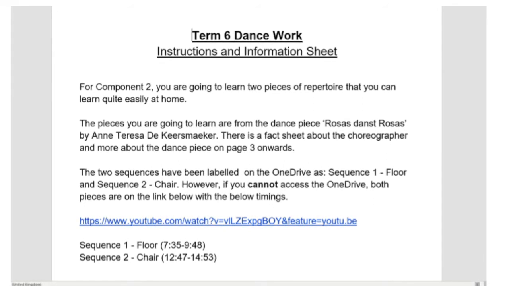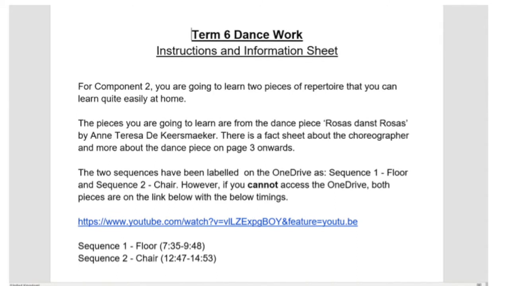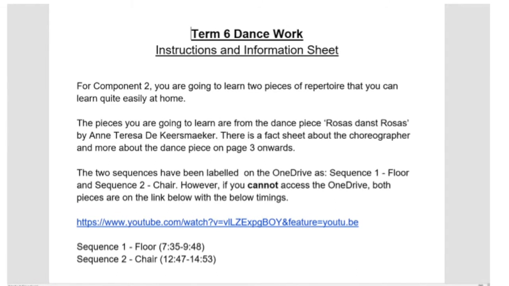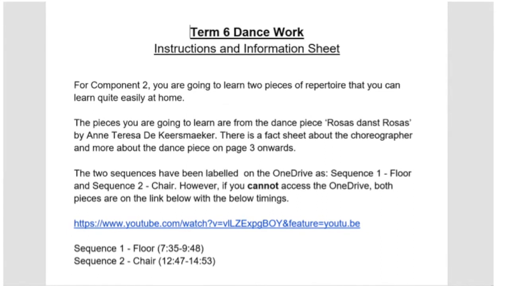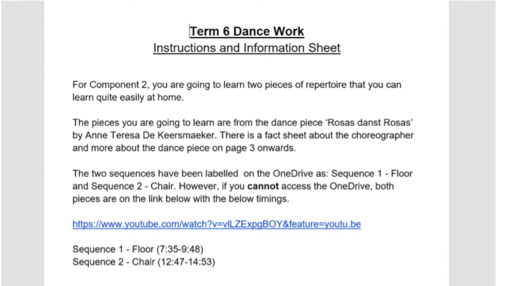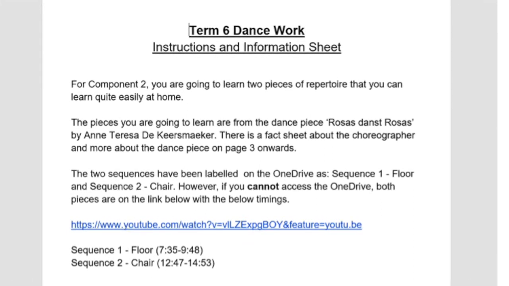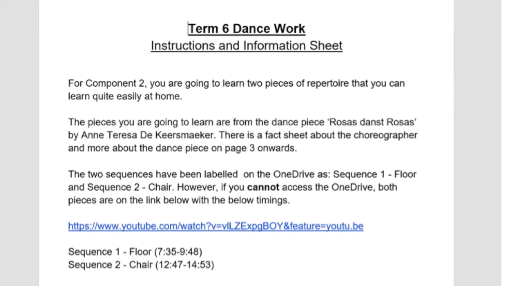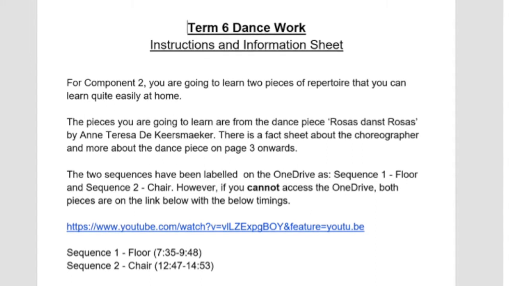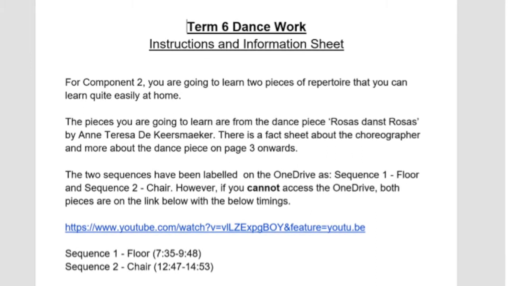So like I said, it's about Component 2, which we did start doing, and it's about learning aim B and C. Learning aim B is about learning two pieces of professional repertoire. One's a group piece and one's a solo piece. Now both pieces I have selected can be performed as solos, but also can be performed as groups as well.